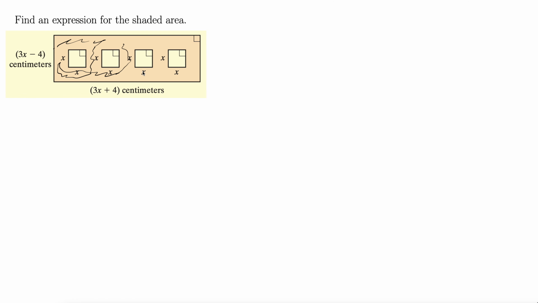So let's do it. Find an expression for the shaded area. So the approach here is first to find an expression for the area of this entire rectangle, right? And then what we'll do is subtract out the area of these four little squares. So that's our approach.